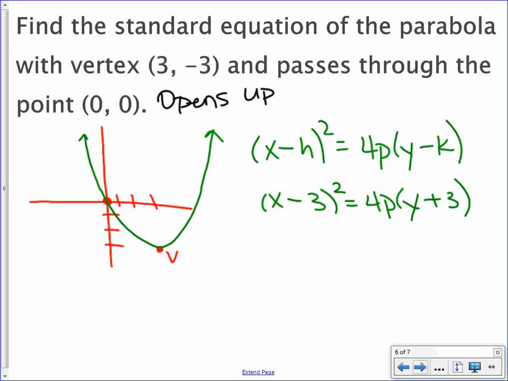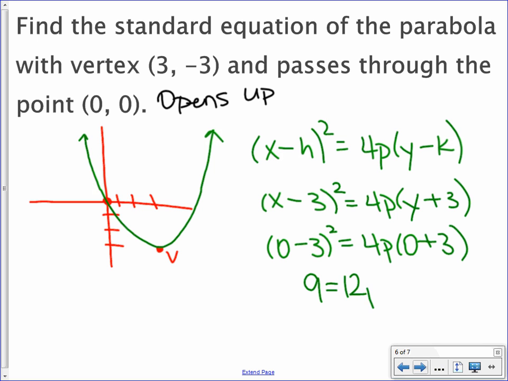Plug in a point right here. Okay, we have a point that satisfies our equation, so if we plug it in, it should work, correct? All right, let's try it. We have 0 minus 3 squared equals 4p times 0 plus 3. We plug that in. What do we have over here on the left? 9 equals 12p. So p is 3/4.